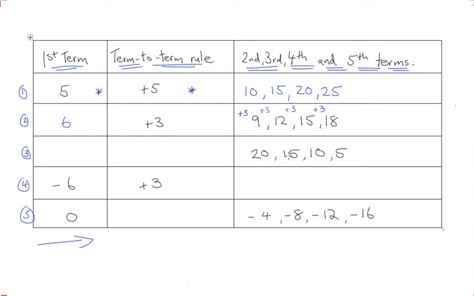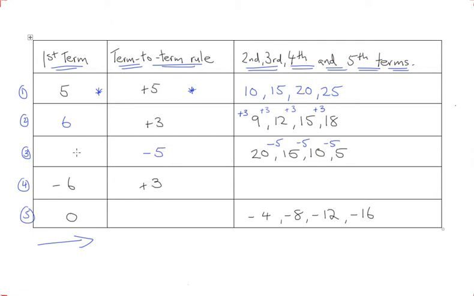From 20 to 15, 15 to 10, 10 to 5. So we can see each time it's being reduced by 5. Now we know the term-to-term rule. The term-to-term rule is -5.